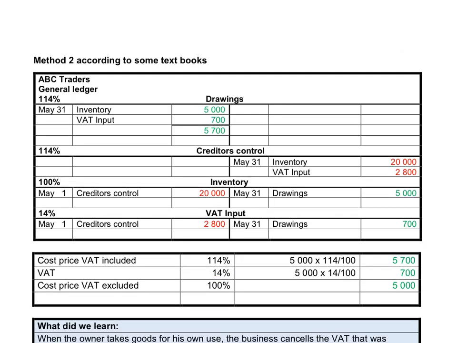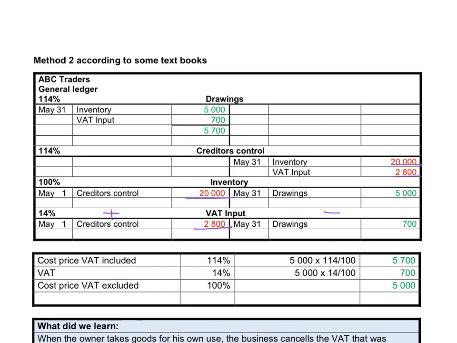In method 2, you will get the same result, but they do it a little bit differently. So when you buy goods, you debit inventory with 20,000, you debit VAT input with 2,800, and you credit creditors control with the 22,800. So the business claims this VAT input, which is an asset, back from SARS.